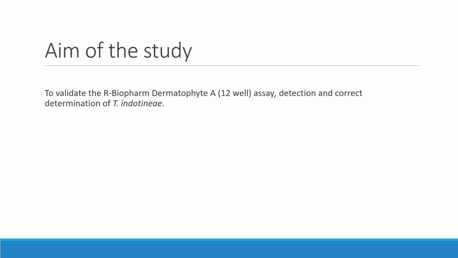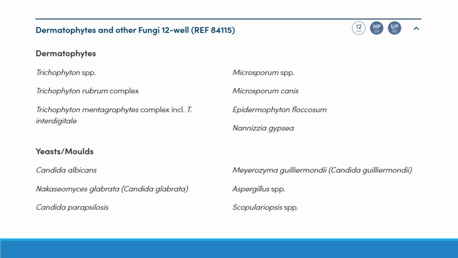Currently the Dermatophytes and other 12-well fungi assay is on the market, and this is the one we use within our lab down in Melbourne. It has all those common dermatophytes seen earlier as gene targets: your Trichophyton species, rubrum complex, mentagrophytes complex, Microsporum species, Epidermophyton floccosum, and Nannizzia gypsea. It also contains some common yeasts and molds, being Candida albicans, Candida glabrata, Aspergillus species, and Scopulariopsis species, which are two common molds that can cause dermatophyte-like infections in humans.